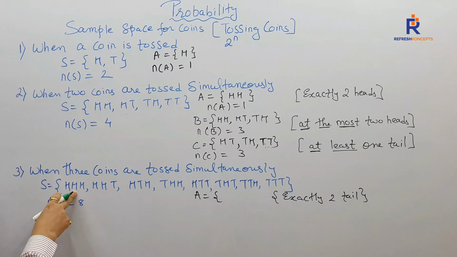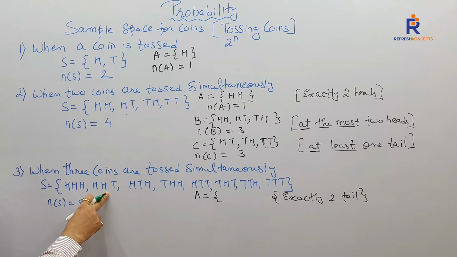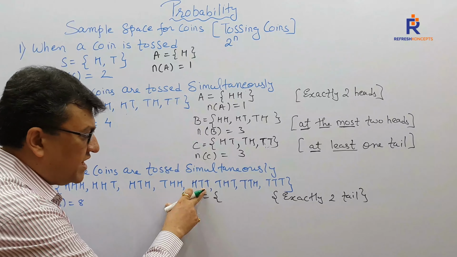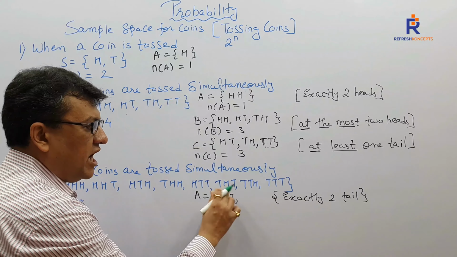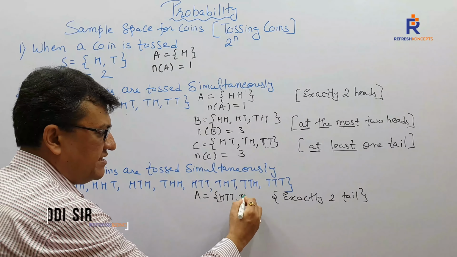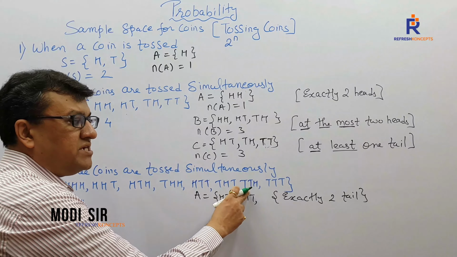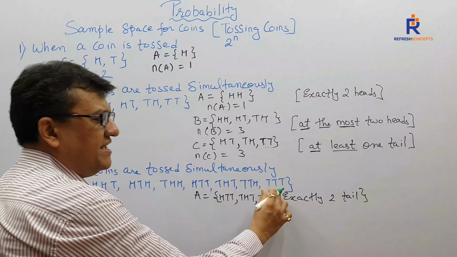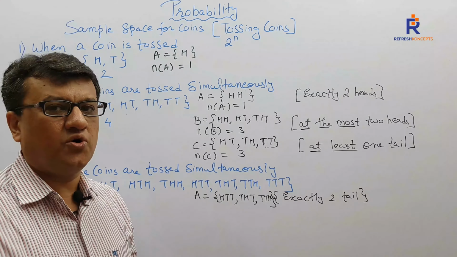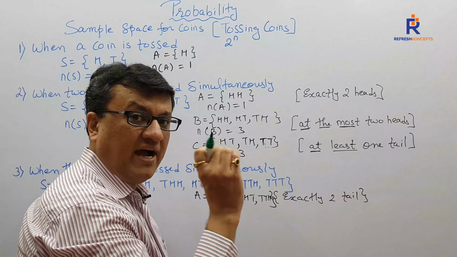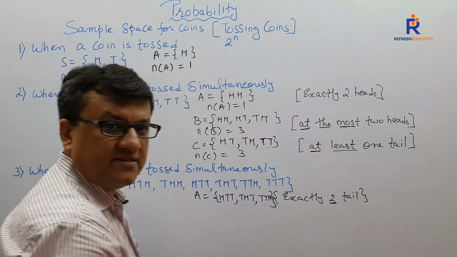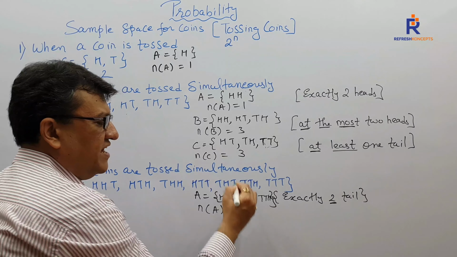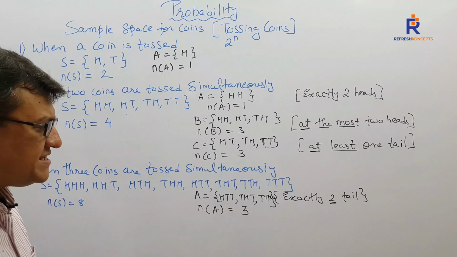Let's start. Is this going to come? No. This one? No. This? No. This? No. Here we do have 2 tails. So shall I say HTT? How about THT? Indeed. How about TTH? Can I say TTT? The answer is no. Why? Exactly means you have to have only 2 tails. So what is my n of A then? My n of A is going to be 3.